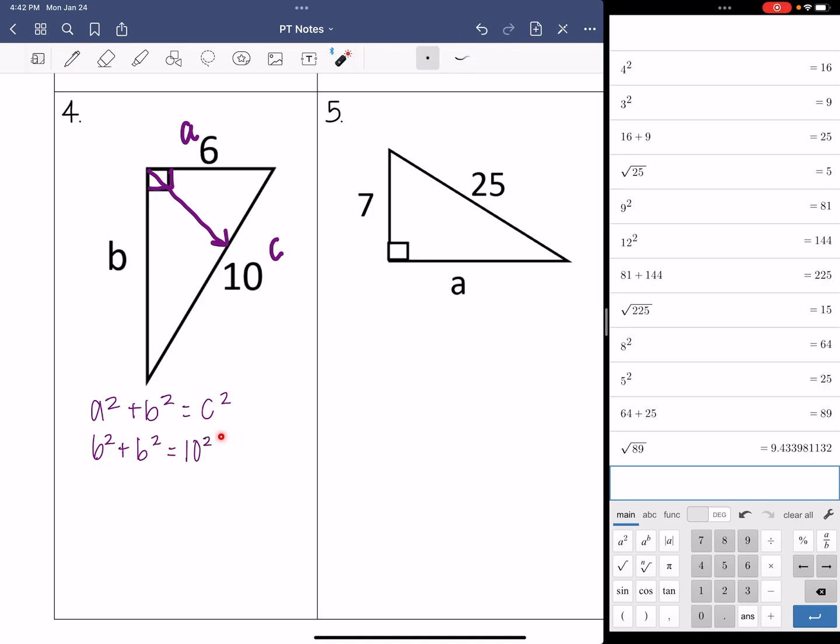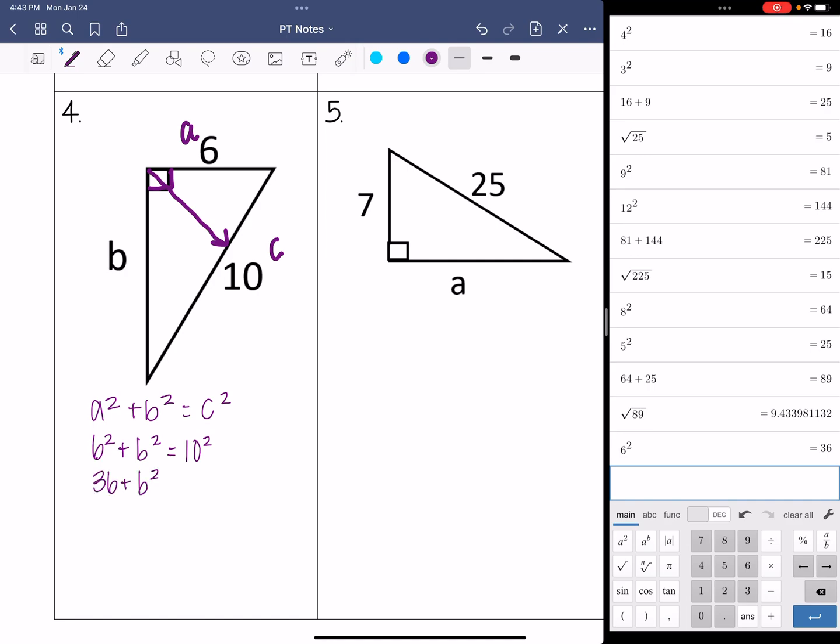So now let's go ahead and simplify our exponents. So 6 squared equals 36 plus B squared equals 10 squared, which is 100. Now again, I'm solving for the value of B. And since here we see that our numbers are on opposite sides of the equal sign, this tells you that you have to subtract 36.